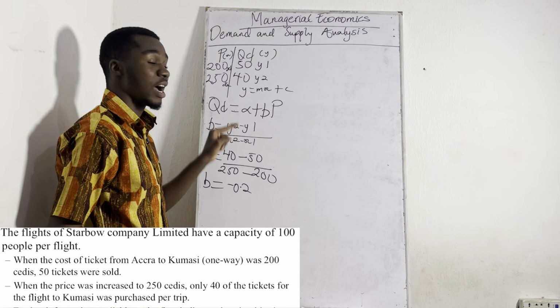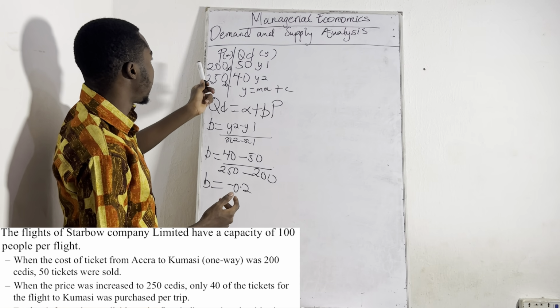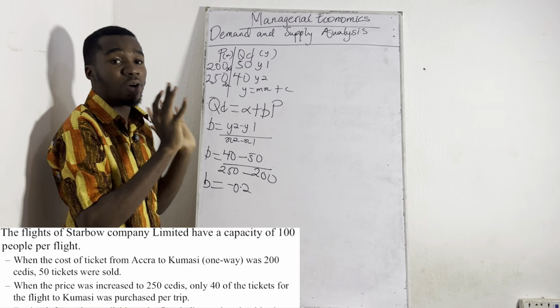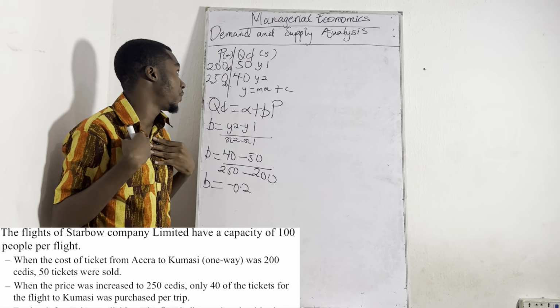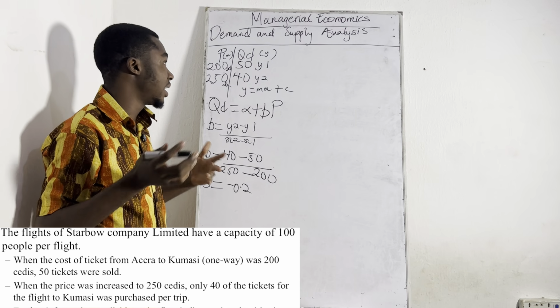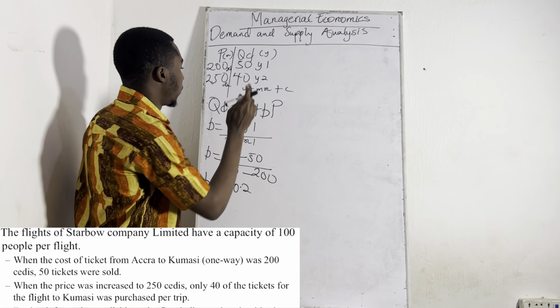So you have to find for the alpha as well. Do you get it? And we know that we have 2 points here. We have 250, 250, and 40. You can use any of them to find the alpha. I'll prefer to use 250. You can also use 250 and 40. So let's assume I want to use 250 to find my value for alpha.